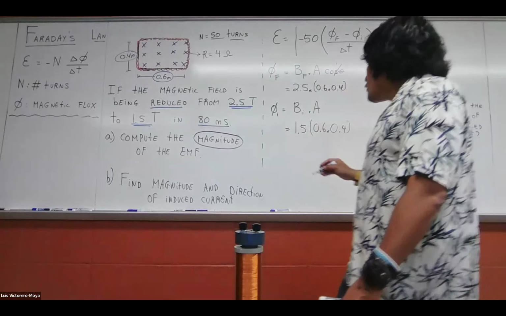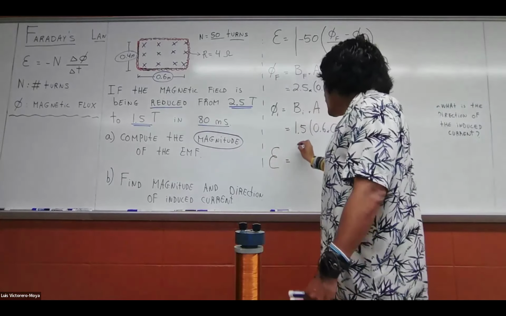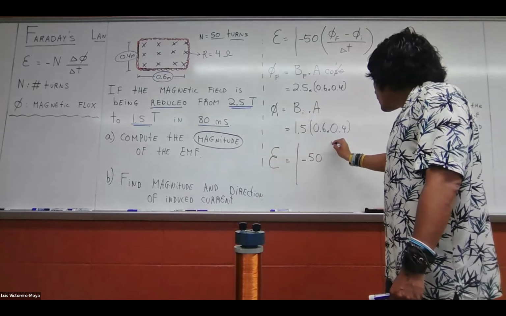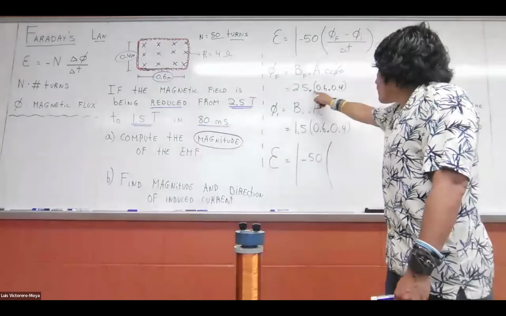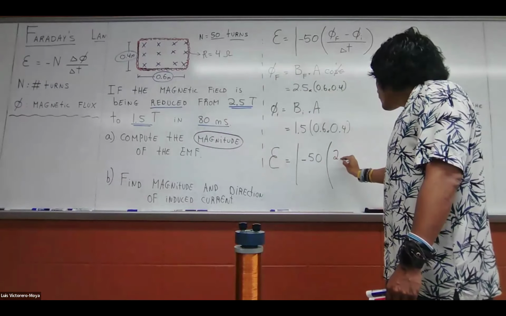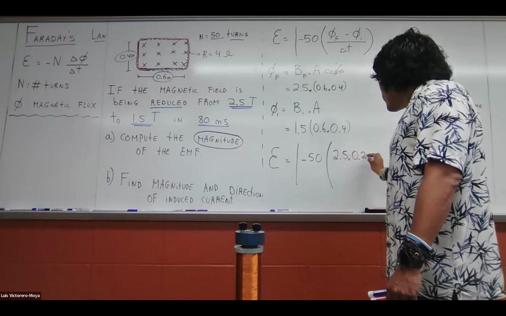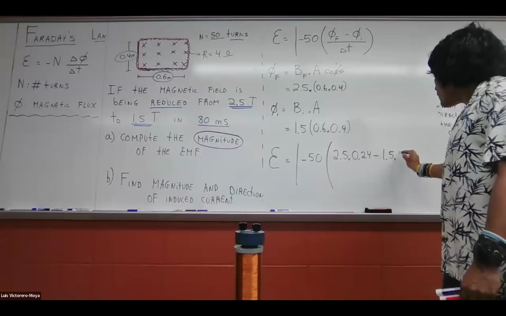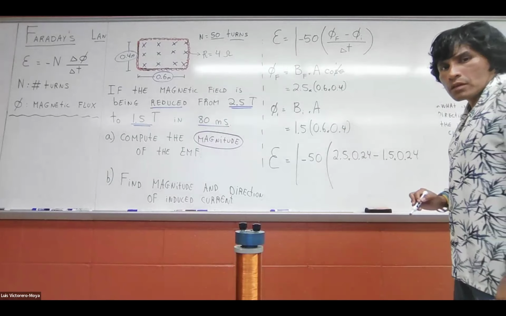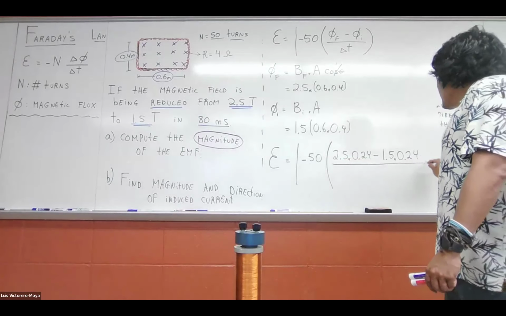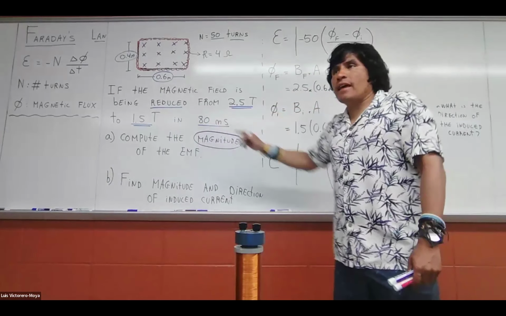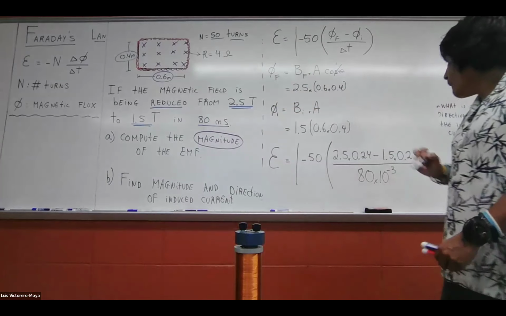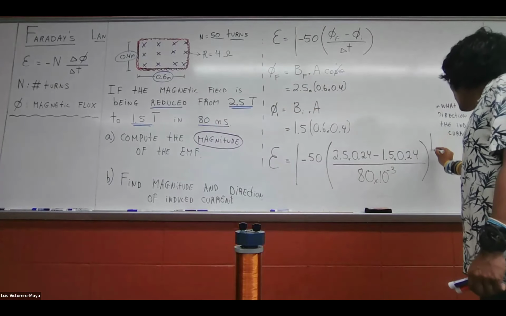So why do I say don't worry? Because you can do E equals the absolute value of negative 50 times, and here you multiply 2.5 times 0.24, minus 1.5 times 0.24, right? And then you divide all this by delta T, which is 80 milliseconds, which is 80 times 10 to the negative 3. And then you close this.